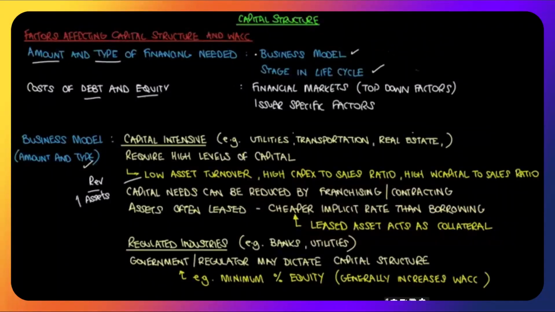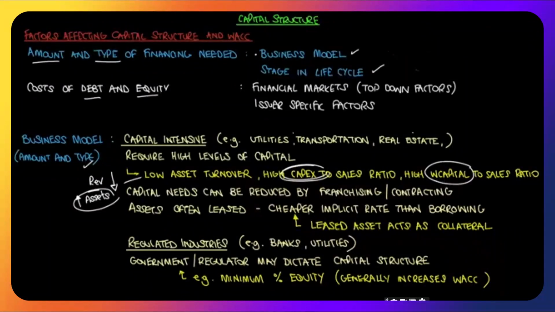Capital intensive, you're going to have high assets. A high denominator means a low ratio. High capex to sales, that makes sense. If it's capital intensive, you're spending a lot on your PPE. And high working capital to sales. So high working capital, high long-term capital, high capex.